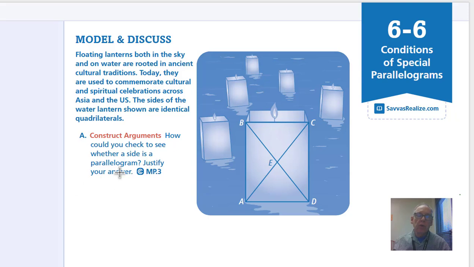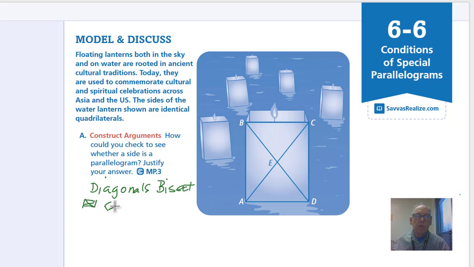So, tests for parallelograms, what could we do? One thing we could do is to check and see if the diagonals are congruent. Well, if the diagonals bisect, say, because if the diagonals bisect, it's going to be a parallelogram. Like in a rectangle, the diagonals are congruent and bisect.